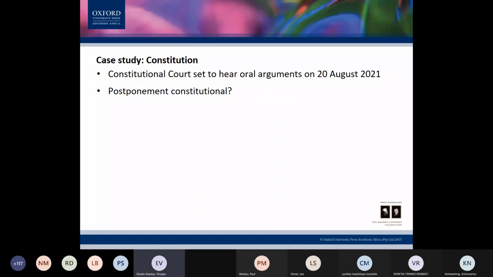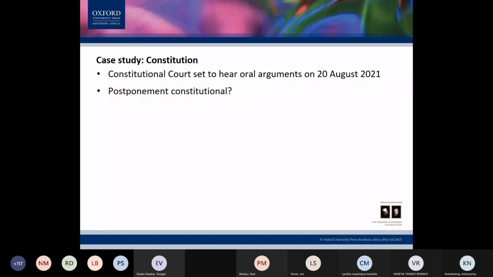Oh, okay. As I was saying, the Constitutional Court said it will hear oral arguments from different parties in order to listen to arguments on whether the elections need to be postponed. My question to you is, is the postponement constitutional?